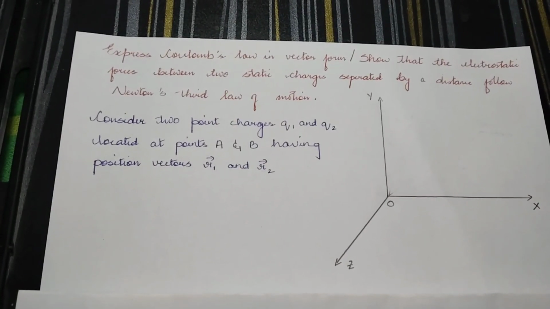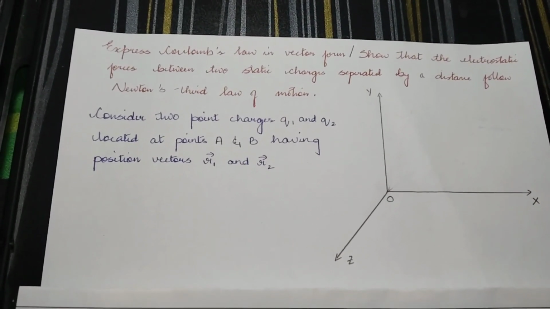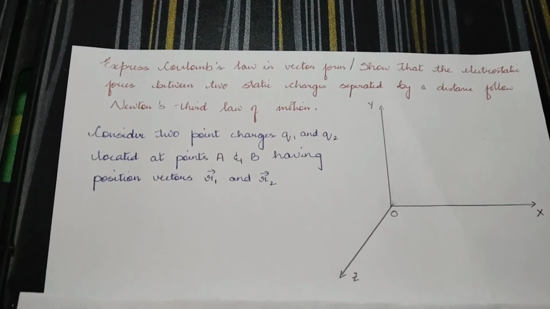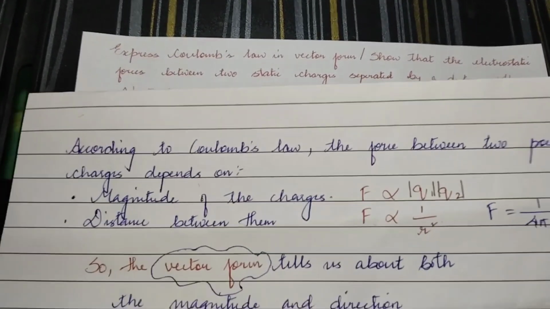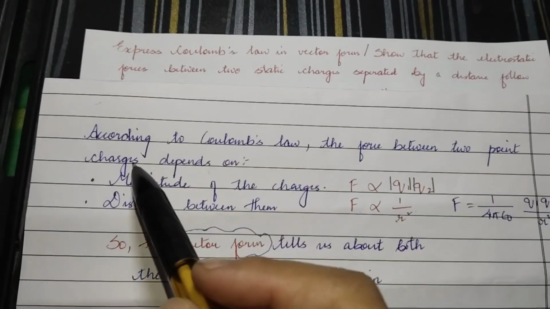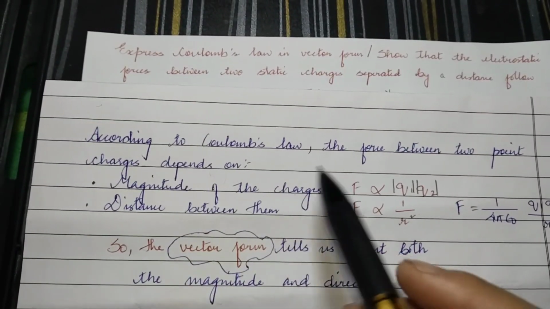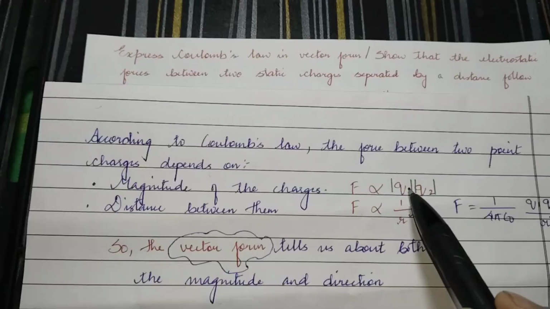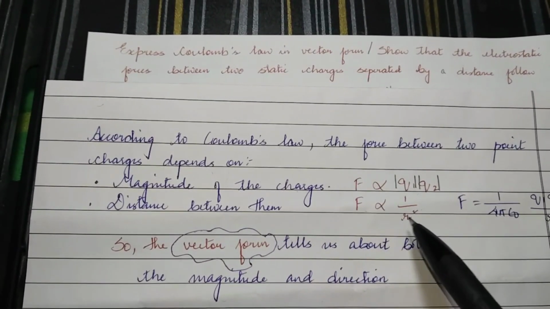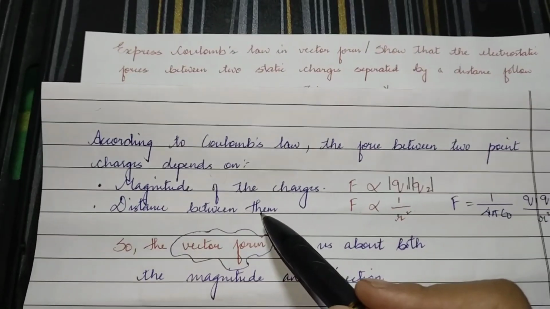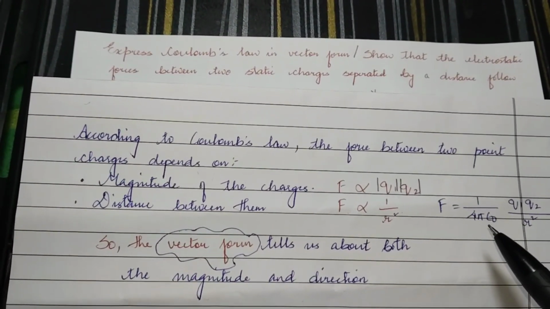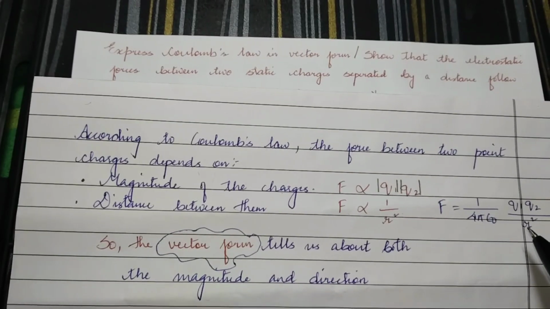Hello students, today we'll be discussing Coulomb's law in vector form. In our previous video we already talked about Coulomb's law. It told us that the force between two charges depends on the magnitude of the charges: F is directly proportional to the magnitude of the two charges and inversely proportional to the square of the distance between them. So we got a relation which was F is equal to 1 by 4 pi epsilon naught q1 q2 by r square.